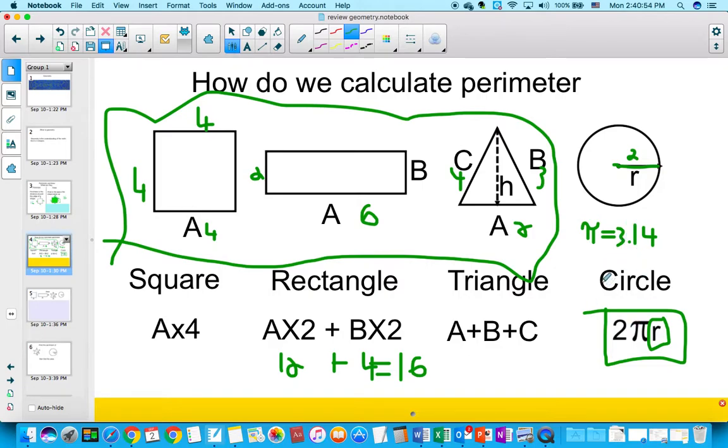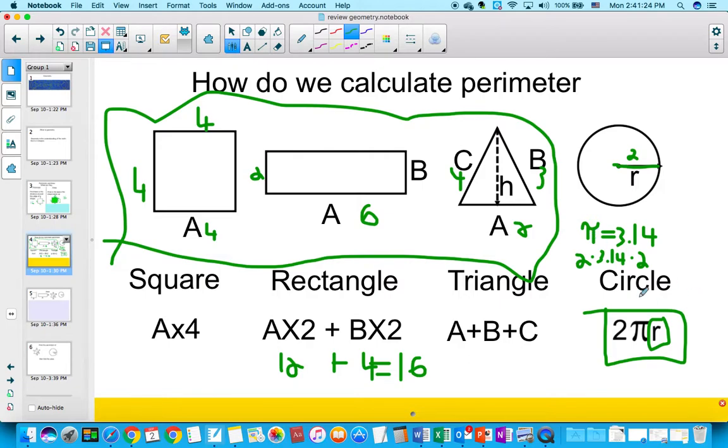So the equation for circles is 2 times pi, so 3.14. And you can see I'm using a dot for multiplication. 2 times 3.14 times r, and in this case, our r is 2. Right? So you have 2 times 3.14 times 2. And that's it. You just multiply all the numbers together. So if you know what your r is, you just need to know that pi is 3.14, and you multiply everything by 2. That's it.